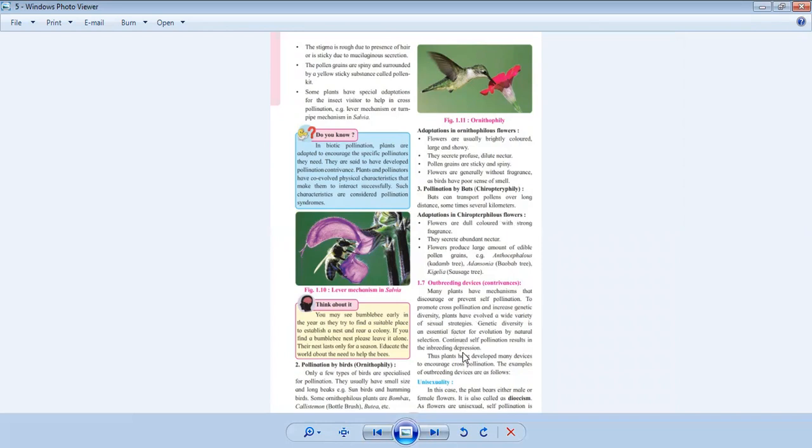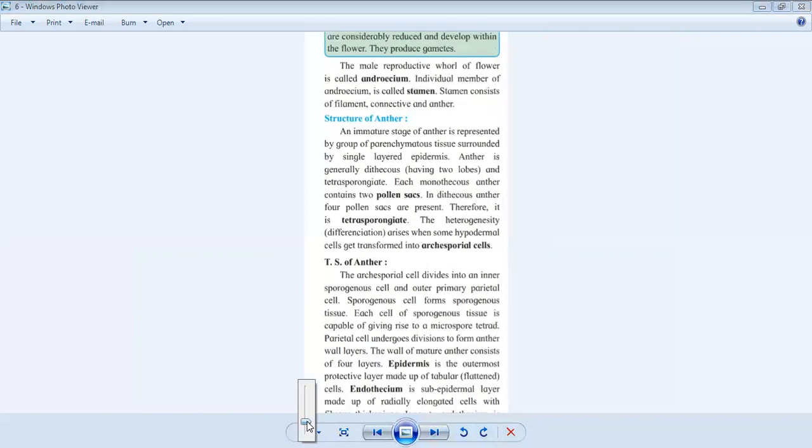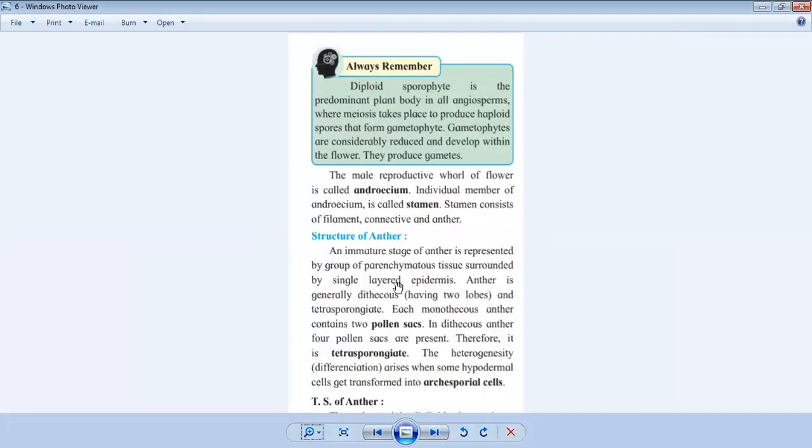I think you have understood that plants do not want to do self pollination. They try to avoid self pollination, and whenever they avoid self pollination they go for cross pollination. So this mechanism to avoid self pollination is called outbreeding devices. So this completes the part of pollination.